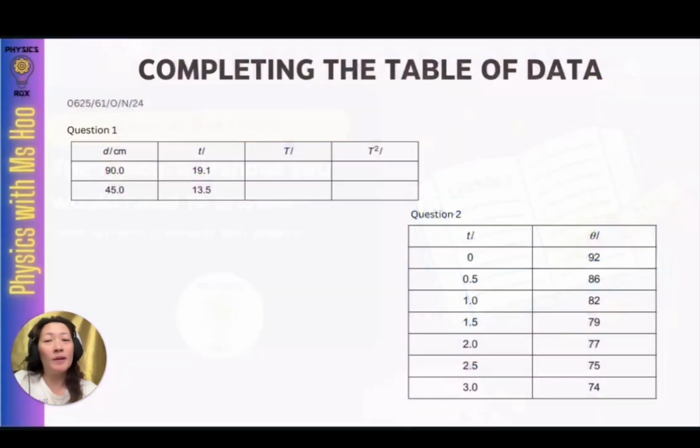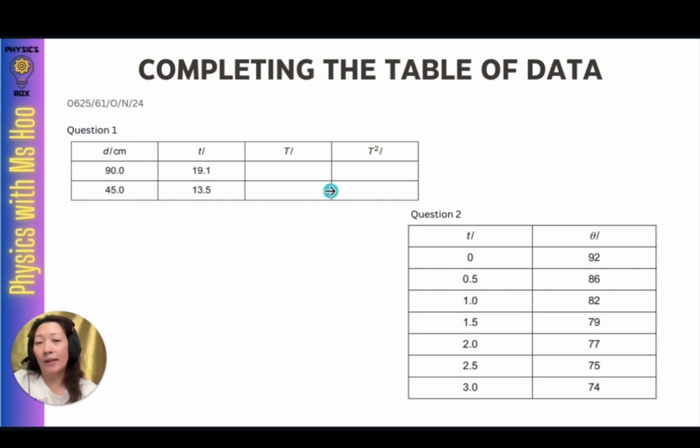So one of the typical kind of questions you would need to answer would be to complete the table of data. These are extracts from questions 1 and 2 of Winter 2024 Variant 1. So the table for question 1, as you can see, has incomplete headers and some incomplete cells, while question 2 has incomplete headers. So you would usually need to complete the headers by writing out the missing units.